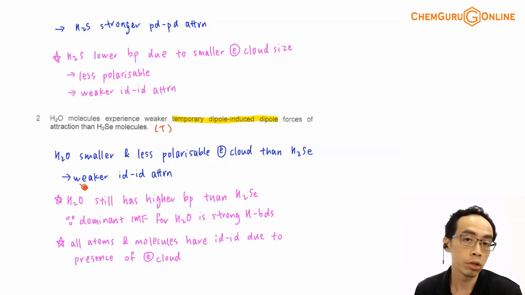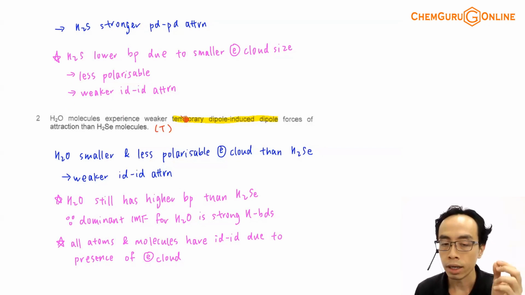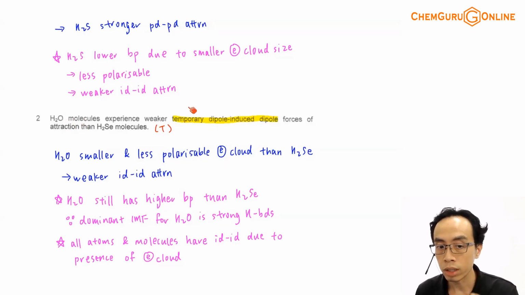Of course, the properties of water are not explained using ID-ID. ID-ID is not significant, but the temporary dipole-induced dipole interaction is still present. And in fact, when we consider that water molecules experience weaker temporary dipole-induced dipole attraction as compared to H2Se, that's true.